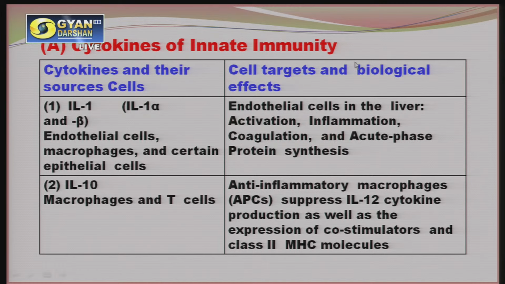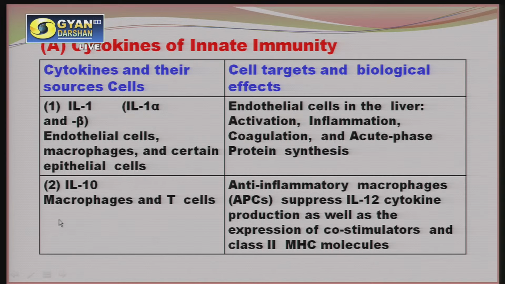Another topic is cytokines of the innate immunity. There are a number of cytokines involved in the innate immunity, like interleukin 1 alpha and beta. Endothelial cells, macrophages and certain epithelial cells are able to secrete interleukin 1 alpha and beta. The cell targets and biological effects: endothelial cells in the liver, activation, inflammation, coagulation and acute phase protein synthesis. So these are the functions of the different interleukins of the innate immunity.